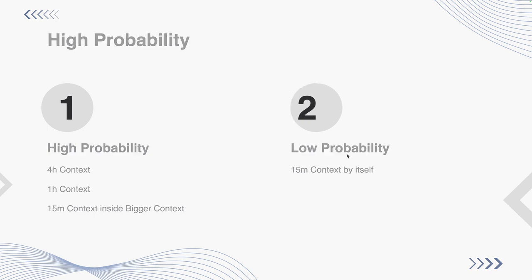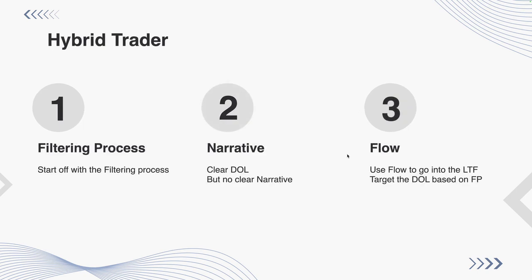Then moving on right here. If we now want to understand a hybrid trader, because we have gone over the flow trading plan and the filtering process trading plan, then the hybrid trader is the following. We start off with the filtering process. Like we see, the first step is always filtering process for a hybrid trader. So the bias and narrative that we went over in a flow trading plan, you would not do that with a hybrid trader.